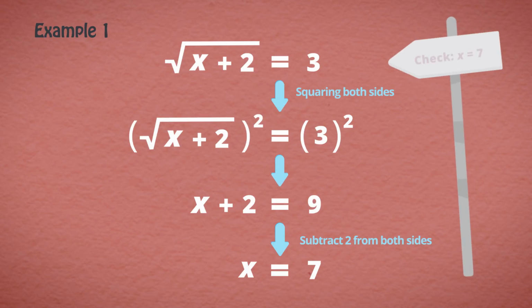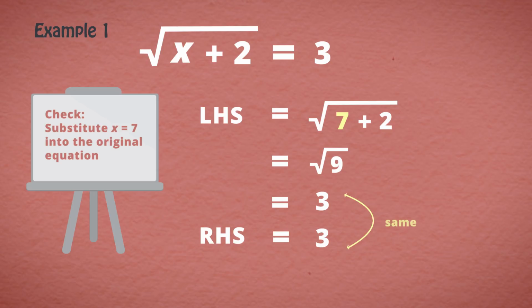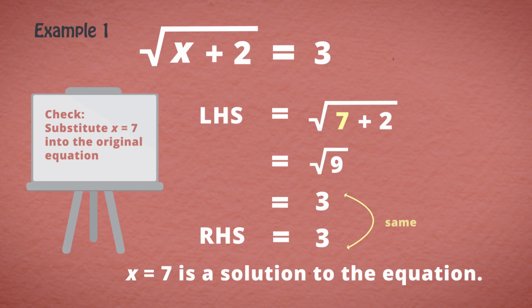Finally, we need to check our answers in the original equation. We substitute x equals 7 into the left-hand side, and taking only the positive square root of 9 gives us 3, which is the same as the value on the right-hand side. This means that x equals 7 is a solution to the equation.